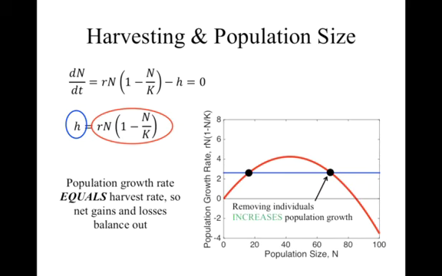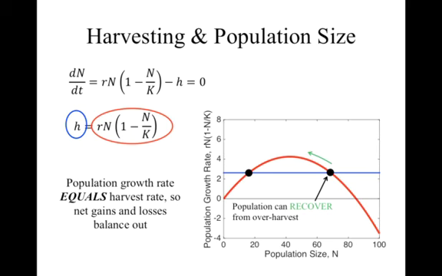What happens on the other side? Well, remember I said on that side of the parabola, that's where my population growth rate slows because I have too many fish, or too many of whatever organism I'm harvesting. And so I'm running up against the carrying capacity. And so on that side, when I remove individuals, the population growth rate actually increases. As I move left along the x-axis, as I decrease population size, I move up along the y-axis, I increase population growth rate. So that's good.